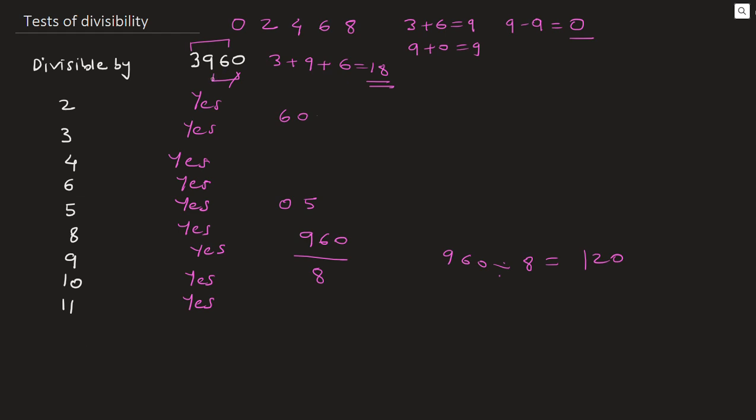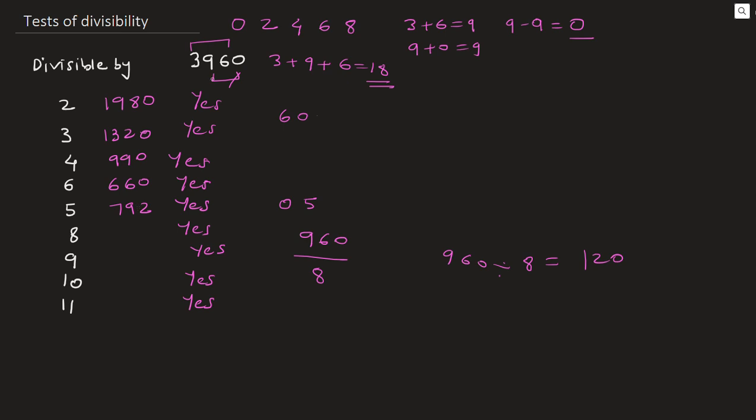So 3960, when I divide it by 2, the answer is 1980. When this number is divided by 3, the answer is 1320. I divide 3960 by 4, the answer is 990. When I divide it by 6, the answer is 660. When I divide 3960 by 5, the answer is 792.